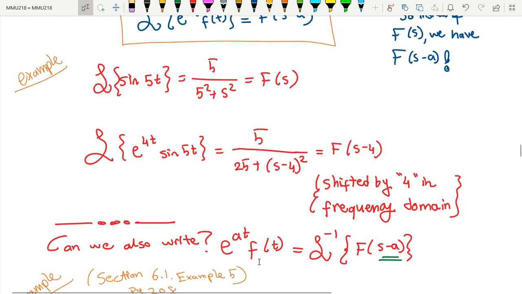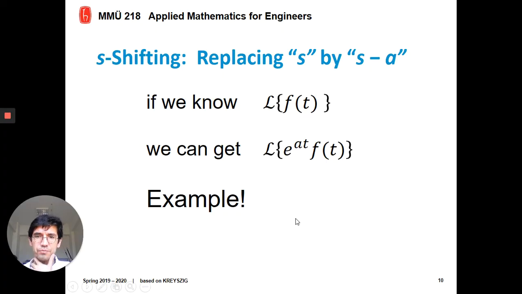Can we also write this if, let's say, I'm given a frequency domain shifted function like this, by taking the inverse Laplace of it, I will be able to get the original function. So, this is some technique that we will be using to reach some of the original functions that we will develop in the solutions of ordinary differential equations by Laplace transformation technique. So that was it.